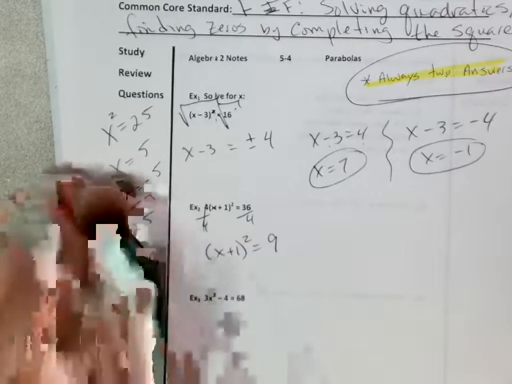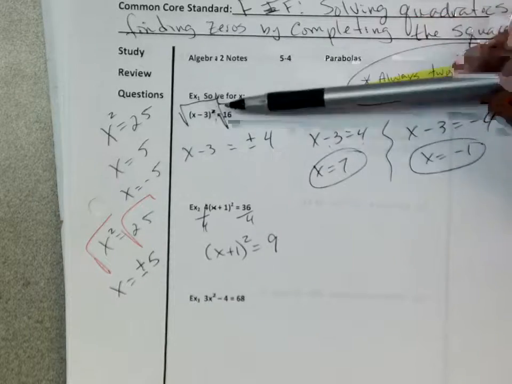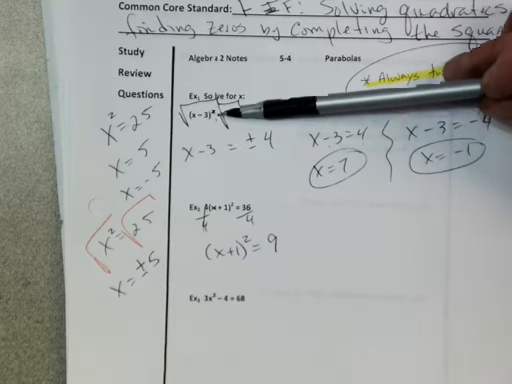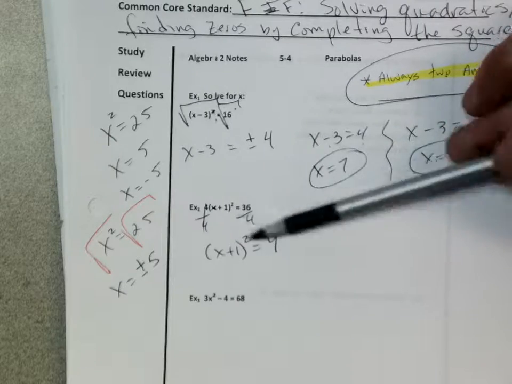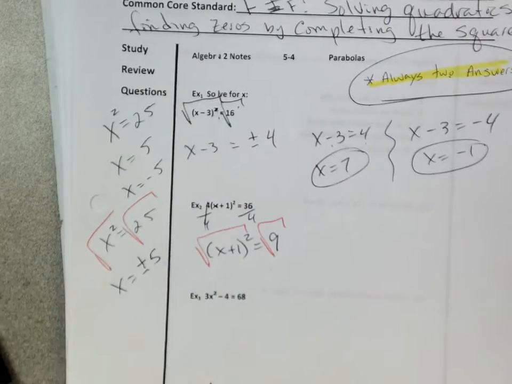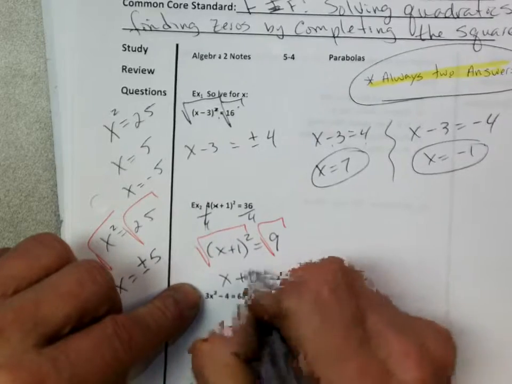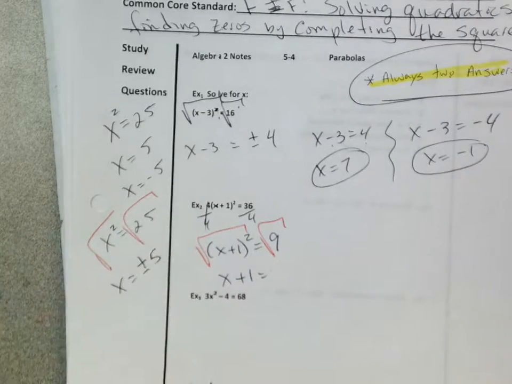All right. What do I do next? What do I do up here? Yeah, if I square root, I'll get rid of the square, right? So if I square root both sides, I'll get rid of the square. So the square disappears, and I'm just left with x plus 1 equals, now what's the square root of 9?